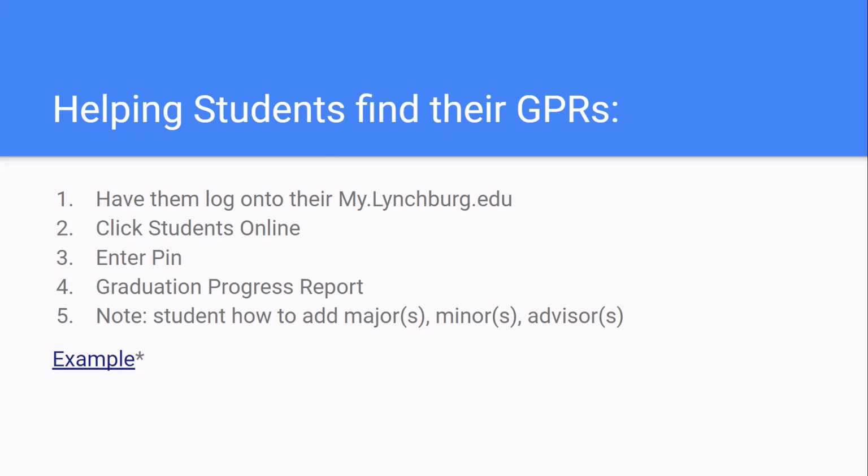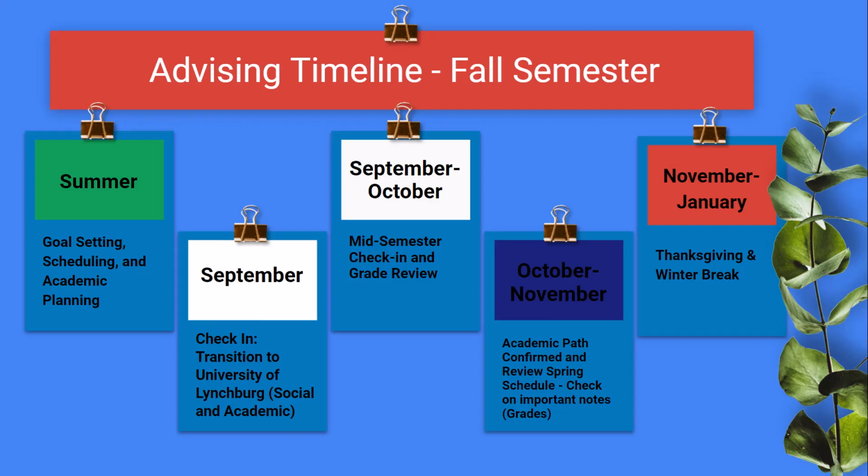And students also can add majors and minors and advisors through their students online at the top. And that's one way where, if they decide with you they want to add a major or potentially add a double major or potentially add minors, they can do that there. And again here, if you do have specific questions on this process, I'd be more than happy to help you with that.